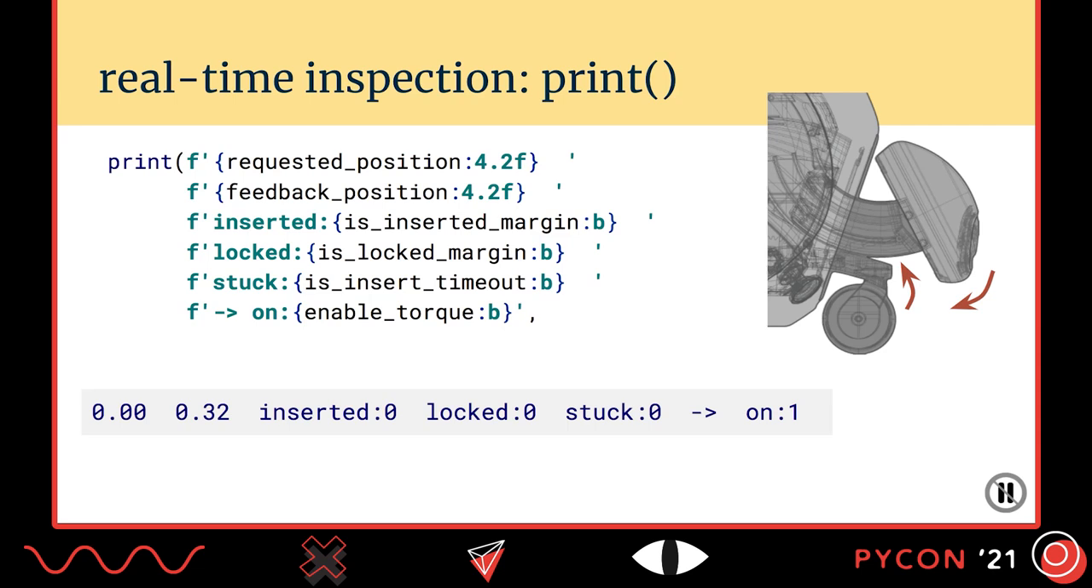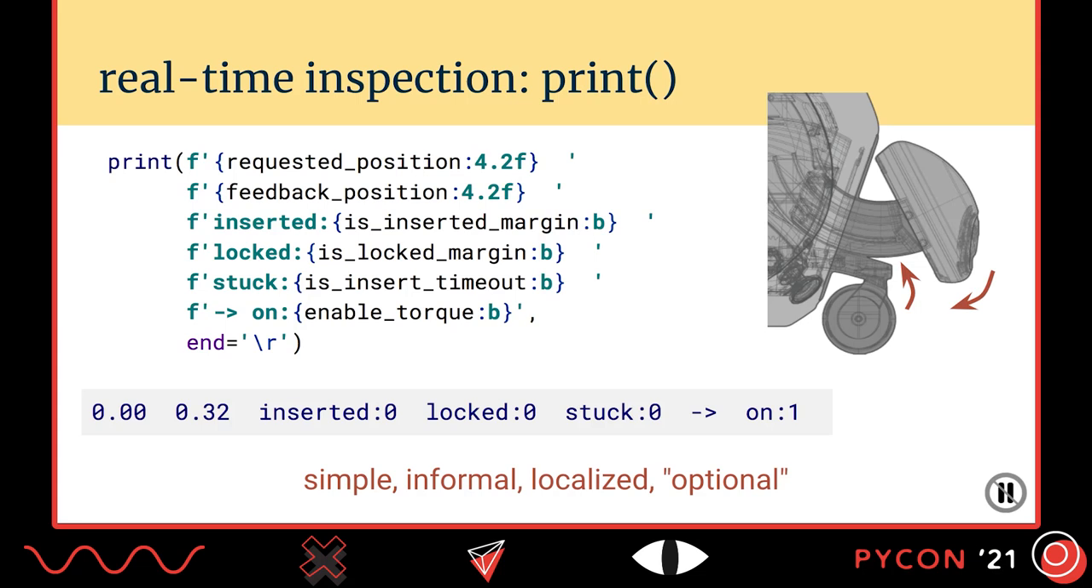Now, if the update is called 30 times a second, this will be scrolling wildly. So in that case, I'll use this trick of the end parameter of the print function. And you can do some simple cursor control. So here I'm doing a carriage return. And so after this print happens, we send the cursor back to the beginning of the line for the next print. So then you get just one nice continuously updating line on your console.